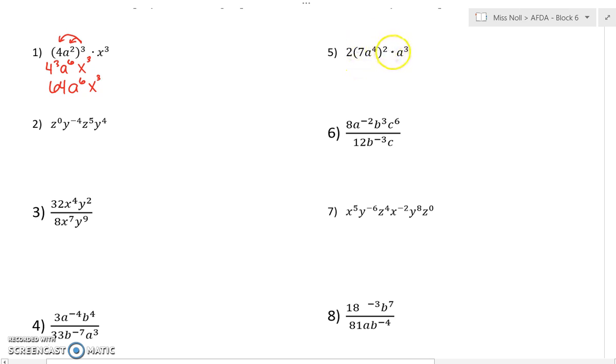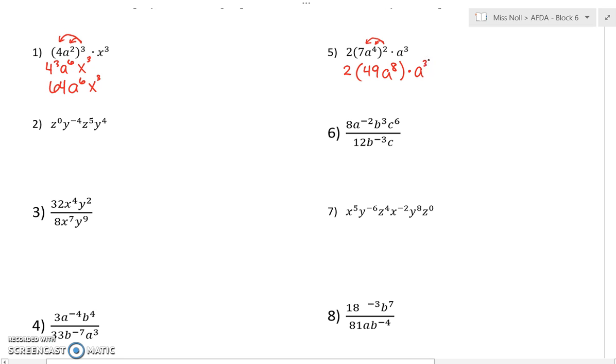We have to make sure we do order of operations. So after parentheses, which are done, we have to do exponents. So this 7 and this a to the 4th have to be squared before I multiply them by the 2. So I have 2 times 49, that's 7 squared. I multiply the 4 times 2, and I get a to the 8th, and then I have that times a cubed.